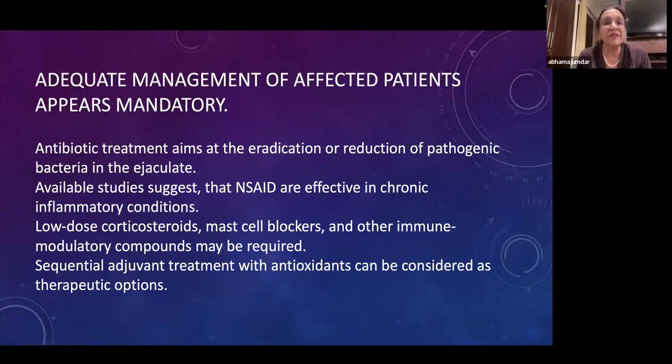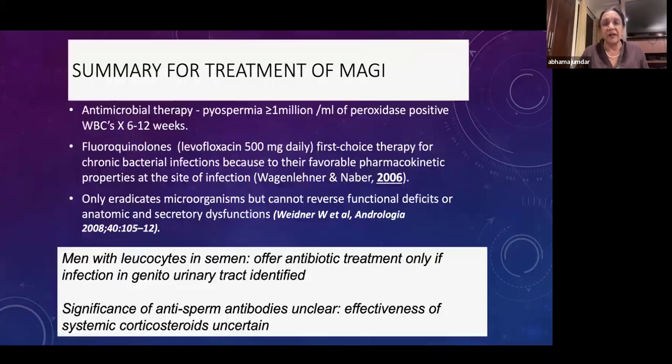Adequate management of affected patients appears mandatory. It's very important. So antibiotic treatment aims at eradication or reduction of pathogenic bacteria in the ejaculate. Available studies suggest that NSAIDs are effective in chronic inflammatory conditions. So we can give simultaneously NSAIDs. Low-dose corticosteroids may be needed. Sequential adjuvant treatment with antioxidants also can be considered as therapeutic options, but the first thing is antimicrobial therapy.